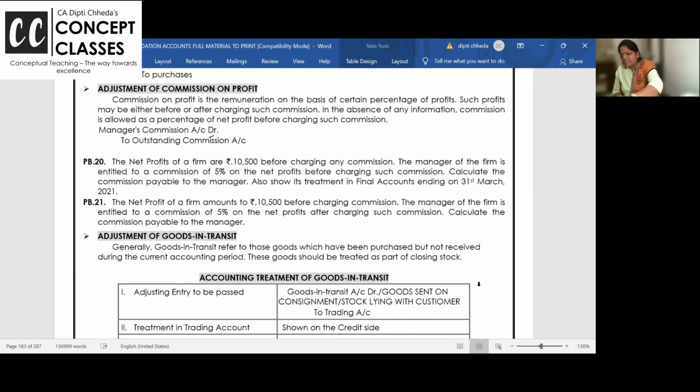Very important concept. They ask this again and again in exams. Commission on the profit or remuneration is based on percentage. Now net profit is 10,500. Manager of the firm is paid 5% on the net profit. On the same net profit, he is paid 5% commission before charging such commission. Calculate the commission payable. Also show its treatment in the final accounts.